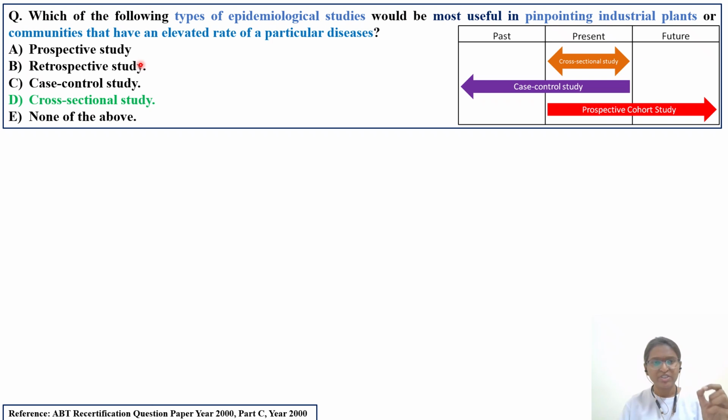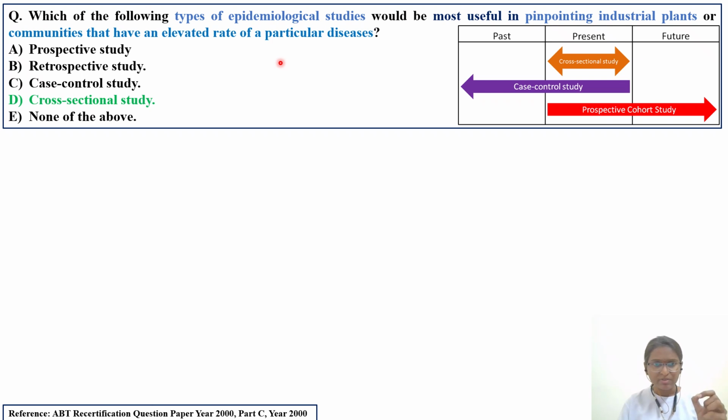So the first option is prospective study. Option B is retrospective study. Option C is case control study. Option D is cross-sectional study and none of the above. The right answer will be in the green text, that is cross-sectional studies. If you look into these cross-sectional studies, they are very useful in pinpointing industrial plants and communities that have an elevated rate of a particular disease.